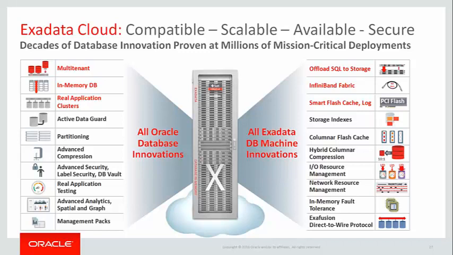In addition, all of the Exadata database machine innovations on the right side that were developed over the last decade are also included, which are offload SQL to storage, InfiniBand fabric, smart flash cache and log, storage indexes, columnar flash cache, hybrid columnar compression, I/O resource management, network resource management, in-memory fault tolerance, and direct-to-wire protocol. So all of the innovations are included in the price of the Exadata Public Cloud offering, and it is the most comparable, scalable, and available platform for cloud.